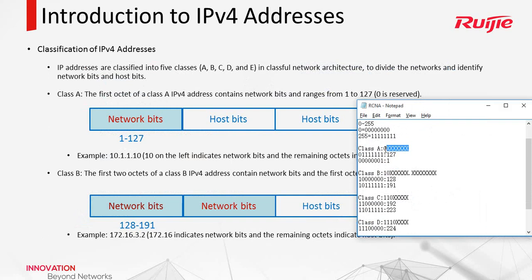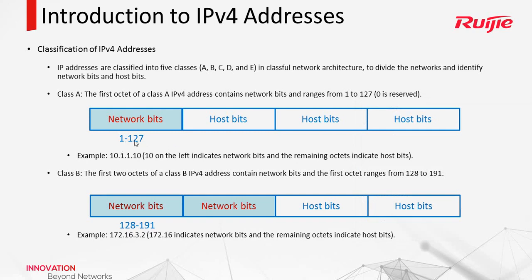So, of course, the range can start from all zeros with the last bit being 1, which equals 1. And the first bit 0 with all the others being 1 equals 127. So the range of class A will be 1 to 127, and the last 3 bytes will be the host bits. Okay, so this is class A.